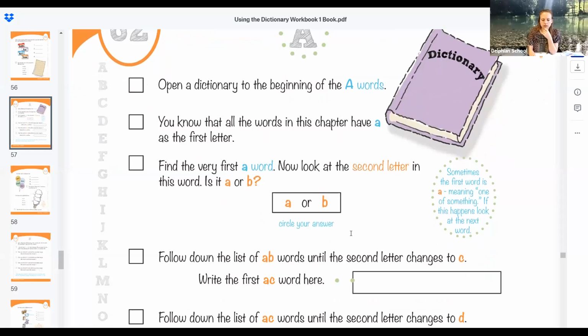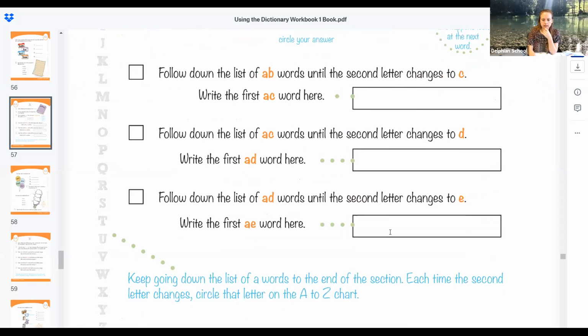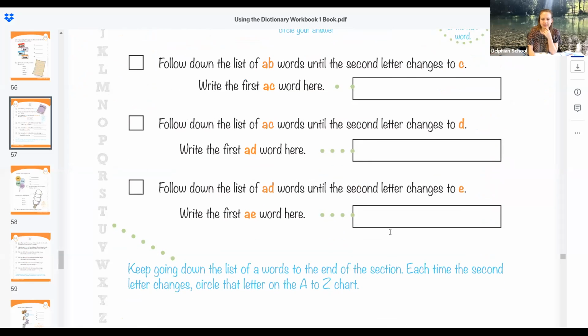Now we're gonna go back over to the workbook and see what it wants us to do next. Okay. So we did that. Follow down the list of AB words until the second letter changes to C. Write the first AC word here. Okay, guys. American Automobile Association. That's right. There is a company called American Automobile Association, and they write their name with the first letters AAA. Okay, good. Thank you for telling me, Milo.